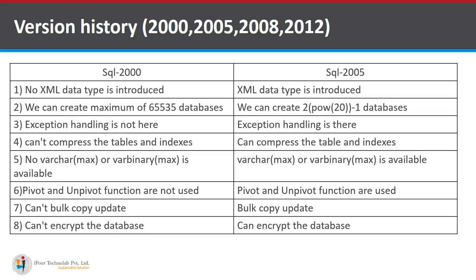In 2000, there is no exception handling, but in 2005, there is exception handling. In 2000, we can't compress the tables and indexes, but in 2005, we can. In 2000, no varchar(max) or varbinary(max) is available, but in 2005, this is available. In 2000, pivot and unpivot functions are not used, but in 2005 we can use them. In 2000, bulk copy update is not possible; in 2005, it is introduced. In 2000, we can't encrypt the database, but in 2005, we can encrypt the database.